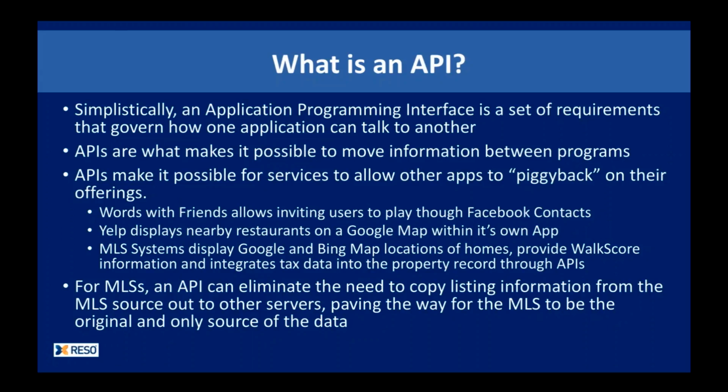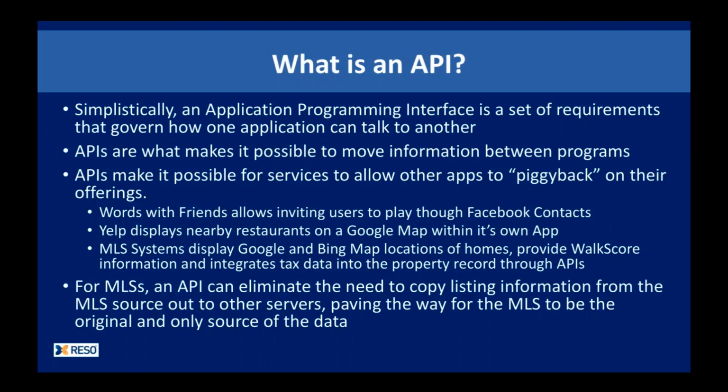APIs allow the opportunity for other apps to piggyback on their offerings, and I have some great real-world examples. I personally like Words with Friends, and it allows you to invite people to play through Facebook contacts. That is an example of Words with Friends utilizing the Facebook Contact API. With Yelp, you can display restaurants on a Google map. That's an example of the Google Maps API.